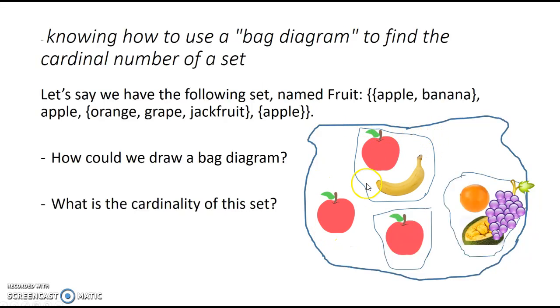So this bag with an apple and a banana in it, that itself is just one element of fruit. It's kind of a package element of fruit. In fact, this entire thing right here, this bag with orange, grape, and jackfruit, this is also just a single element. This is an element in the set, and this is an element. So if we count them, 1, 2, 3, 4. So the cardinality of this set fruit would be 4.